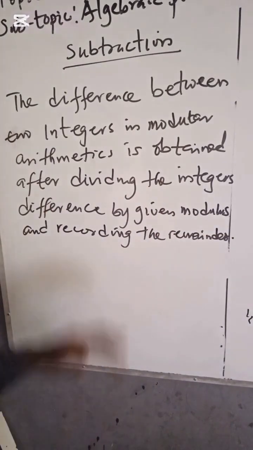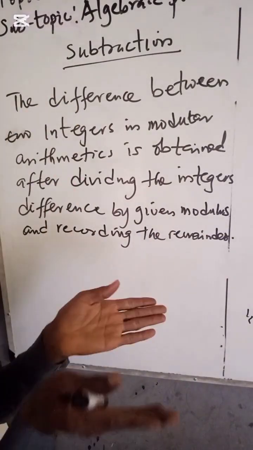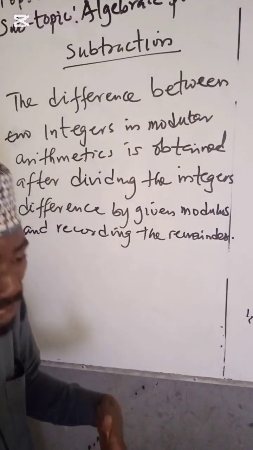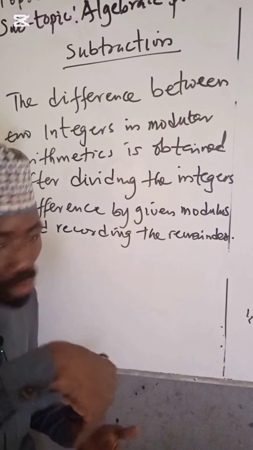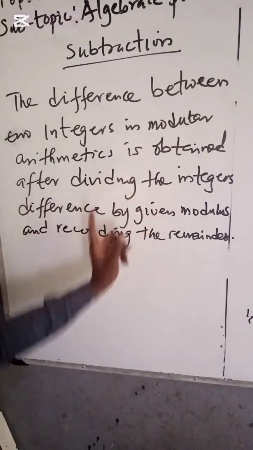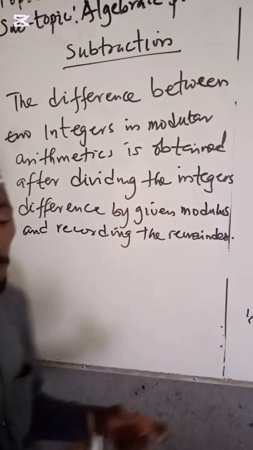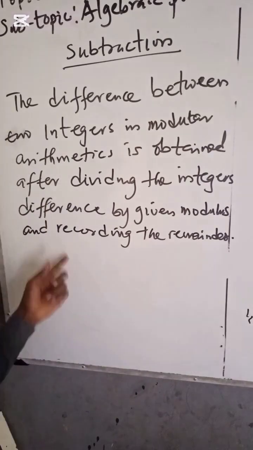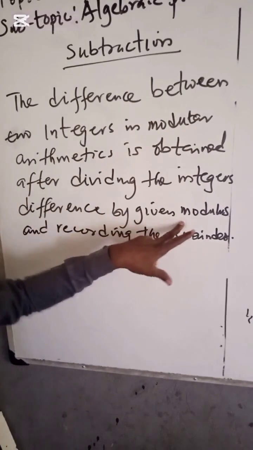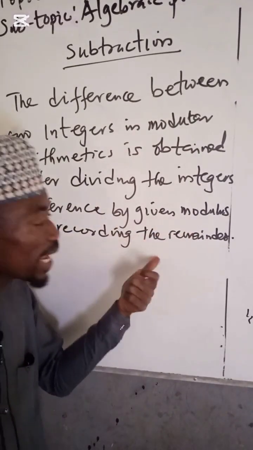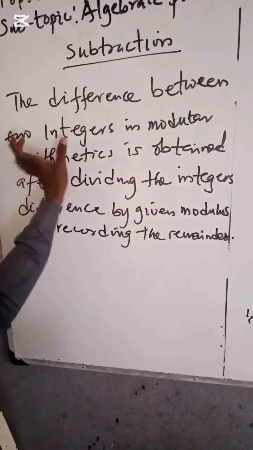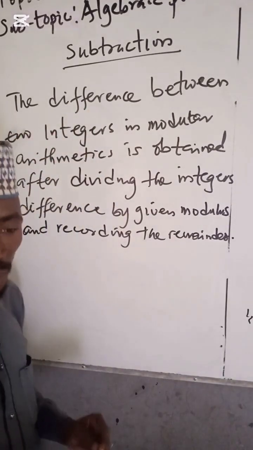Yes, the difference between two integers in modular arithmetic is obtained, that means it is gotten. You can get the difference in modular arithmetic after dividing the integers' difference. That means when you subtract the two given integers from each other, then you divide it by the given modulus. The remainder you have is what? The difference of the two integers in that modular arithmetic.